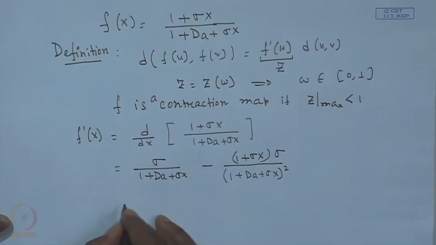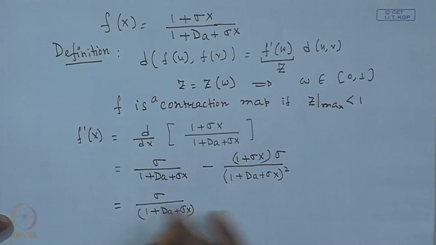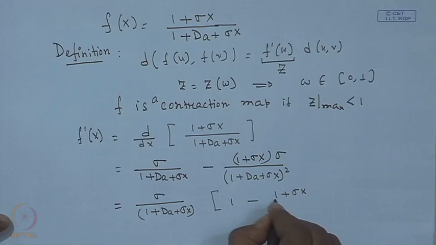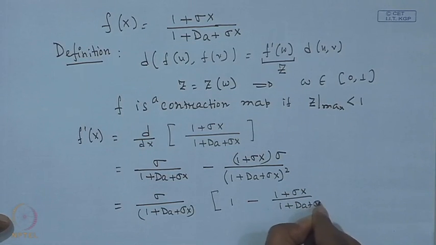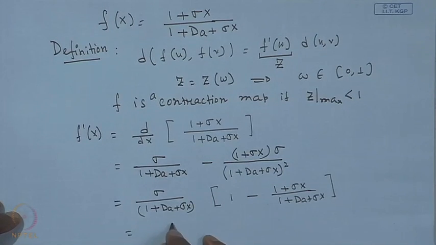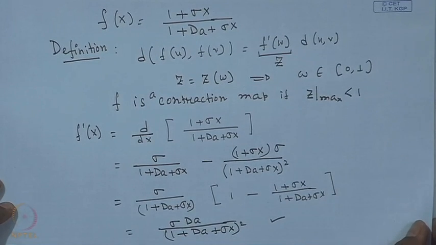So, we simplify this equation. We can take sigma divided by 1 plus dA plus sigma x common. So, this will be 1 minus 1 plus sigma x divided by 1 plus dA plus sigma x in brackets. If it is simplified, 1 plus sigma x will be cancelled out, and what is left behind is dA only. So, this will be sigma times dA divided by 1 plus dA plus sigma x whole square. So, now we have evaluated f prime x.